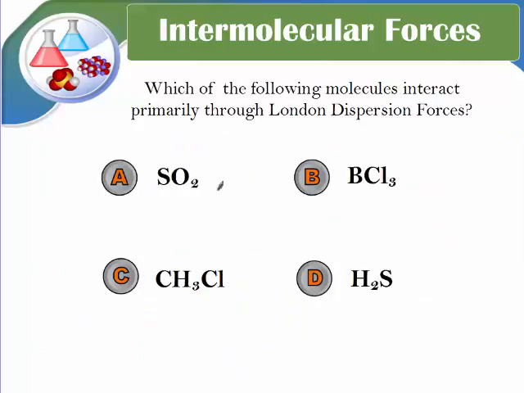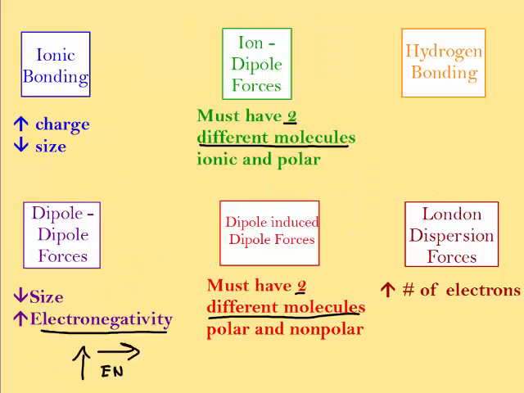On this one, identify the type each of these have, which type of IMF, and then answer the question. Do any of these have 2 different molecules? Answer that is no, so it cannot be this one. It can't be this one.